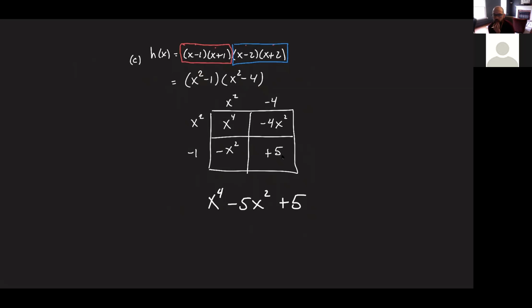Isn't that a plus 4 though? At the end, the last term. Oh yeah, thank you. My mistake. So x to the 4th minus 5x squared plus 4. Yeah, so you see, even I am going to make some mistakes in there. So it's always good to go back and verify.